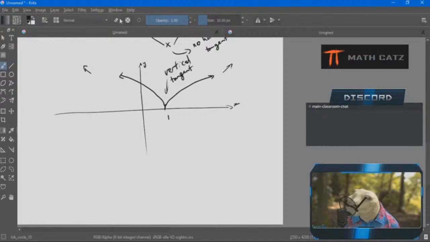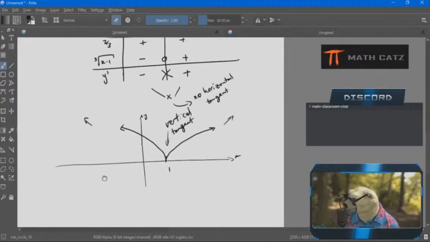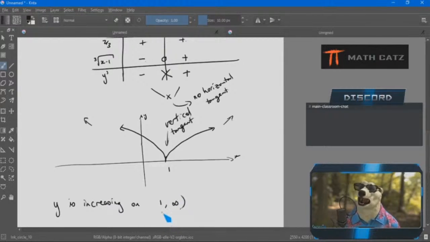I got a little excited about the graph. I'm sorry. We should write our sentences. Let's at least see the table here. Okay, so I can say here y, whoops, not eraser mode. You should always write your sentences. Y is increasing on 1 to infinity. Do I include 1 or not? Do I put a square bracket or a round bracket?